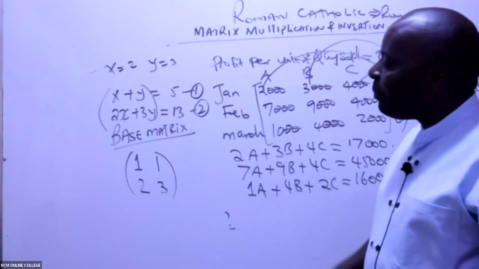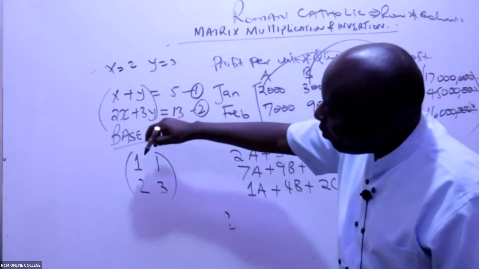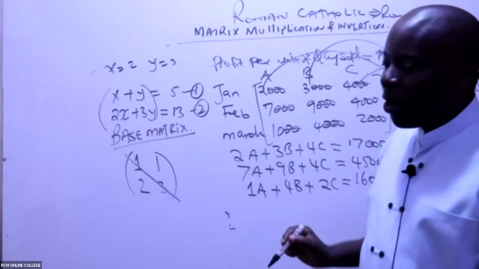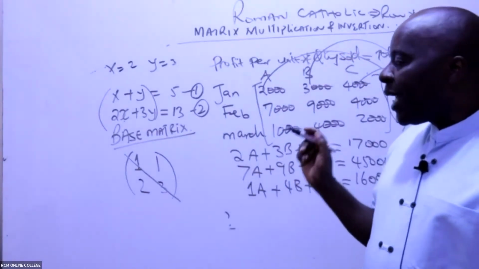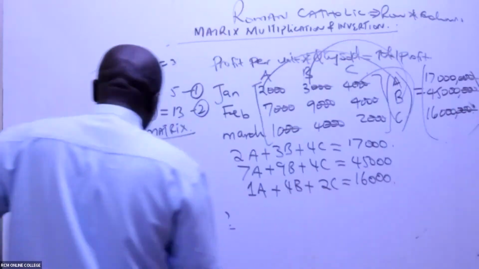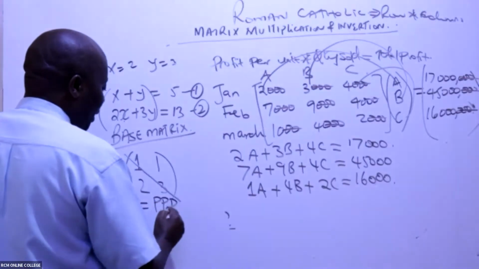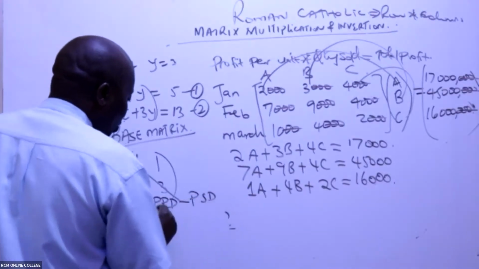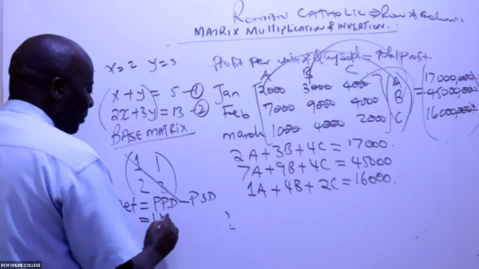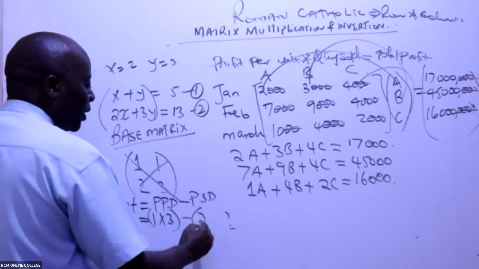So you take the product of the primary diagonal. The primary diagonal is normally the one that starts from the first element here. This is the primary diagonal. Remember, to get the determinant, it is PPD minus PSD, product of primary diagonal minus product of secondary diagonal. The primary diagonal is 1 times 3, minus the product of secondary, 2 times 1.